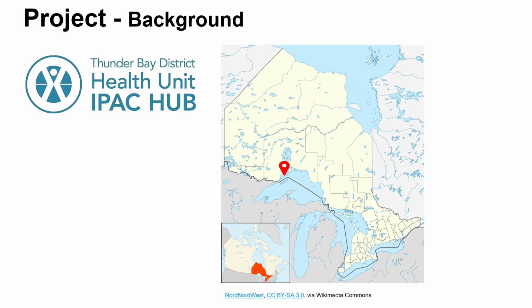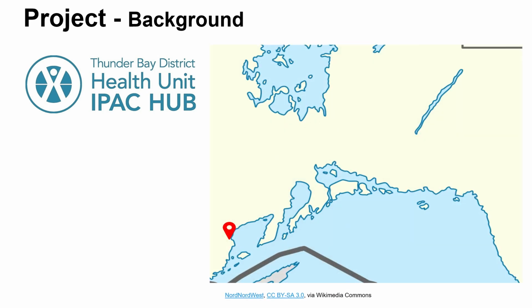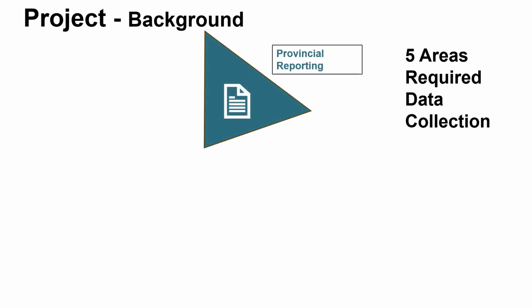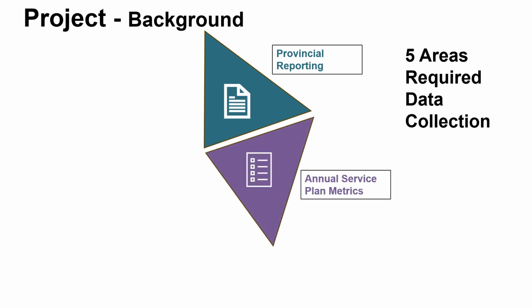The Thunder Bay District Health Unit IPAC Hub serves in an educational and supportive role to long-term care and retirement homes and congregate living settings in northwestern Ontario within Thunder Bay and an area 400 kilometers to the east and north of the city. The hub has 5 main areas where data collection is needed. Ontario's IPAC hubs report activities and interventions to the Ministry of Health on a monthly and seasonal schedule. Being housed within the health unit, the hub is also required to capture interventions under Ontario's public health standards.